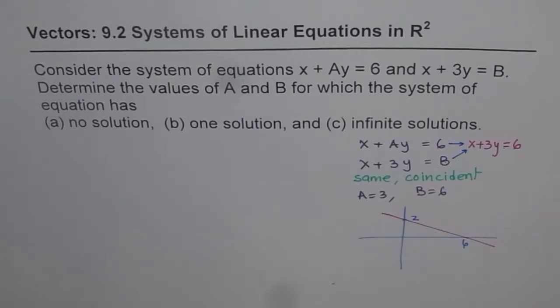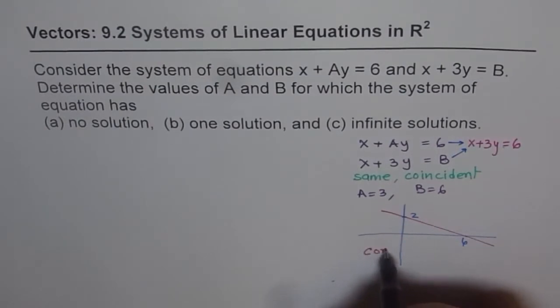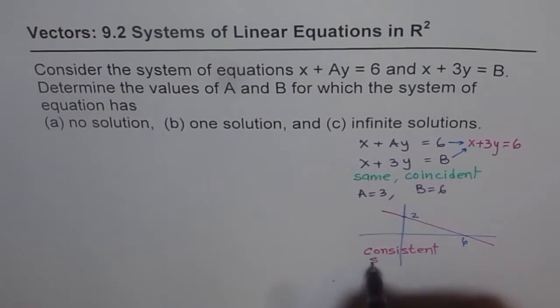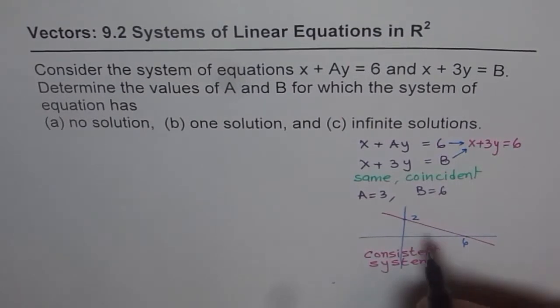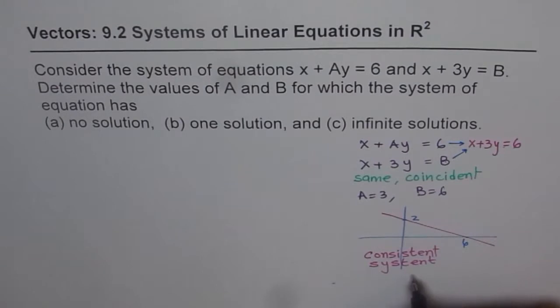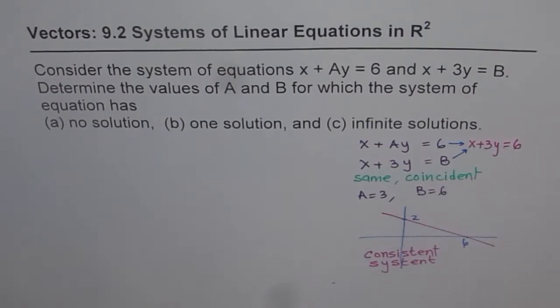So I'll introduce you to one more term here, and that is, we'll say we have a solution indeed. So we have a solution, maybe an infinite number of solutions, but we call it a consistent system. So we say the system is consistent as it does have a solution, right? And the solution is an infinite number of points, correct? So it is a consistent system and the lines are coincident. That is what we learned now.